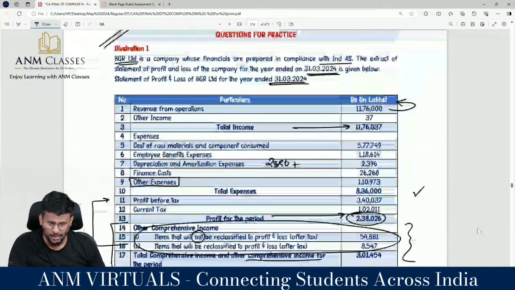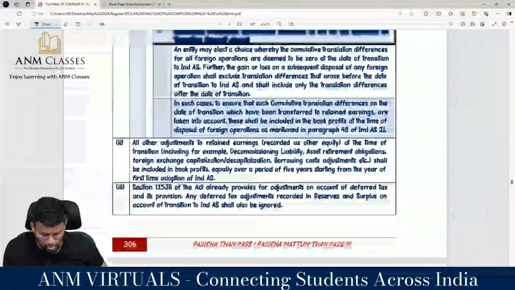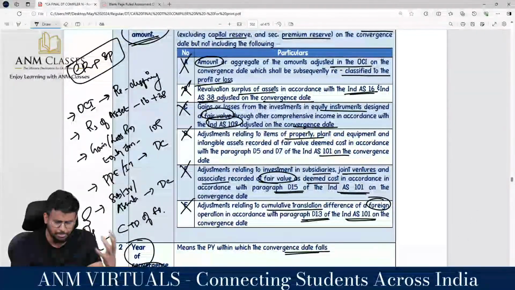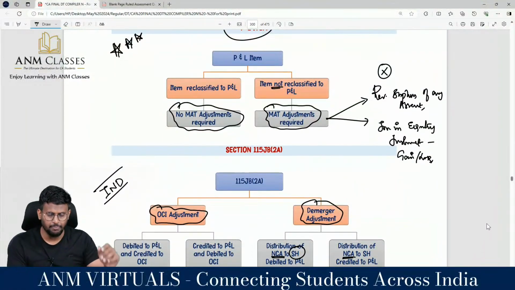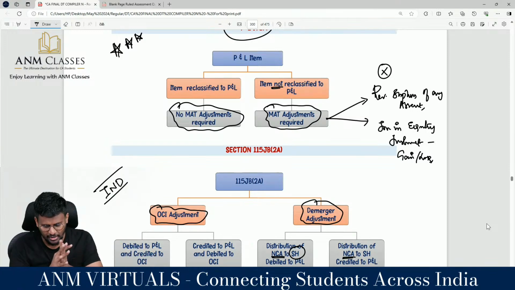With this, question number 1, the basic question of Ind AS MAT, comes to an end. My dear lovable students, that is what Ind AS MAT is all about. Ind AS MAT is a very simple topic which may be expected for 10 marks in the examination. What they are trying to say is, you have to analyze the P&L like this. At the bottom of the P&L, inside OCI, you will be having two items: items reclassified to P&L and items not reclassified to P&L. If the item is reclassified to P&L, no MAT adjustment is required. If the item is not reclassified to P&L, MAT adjustment is required, but we are having two exceptions.